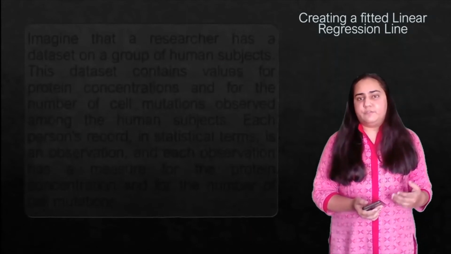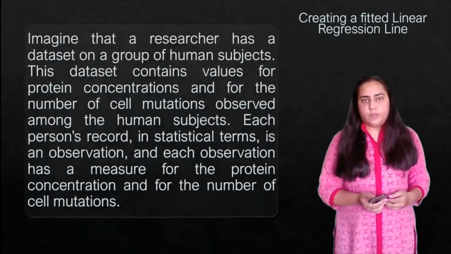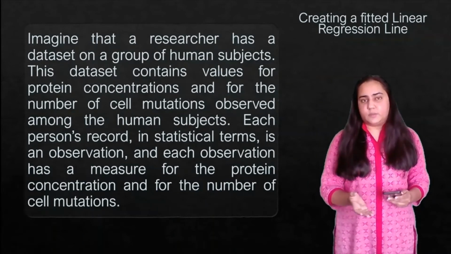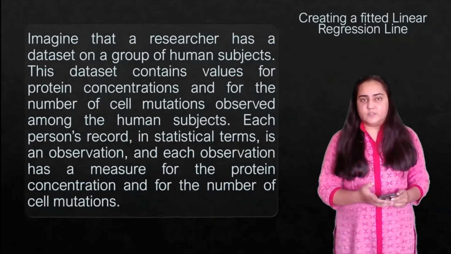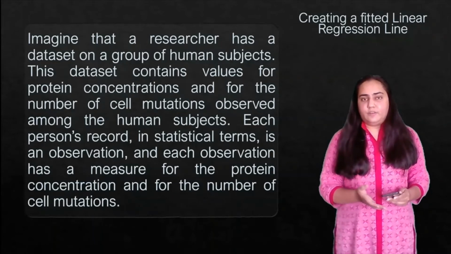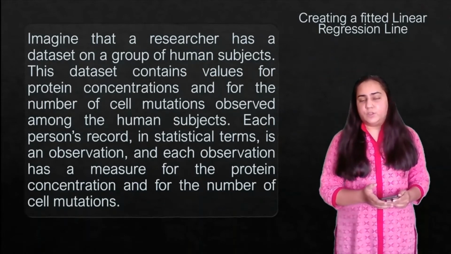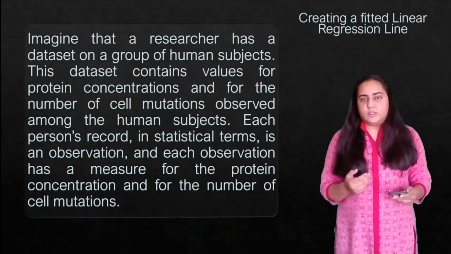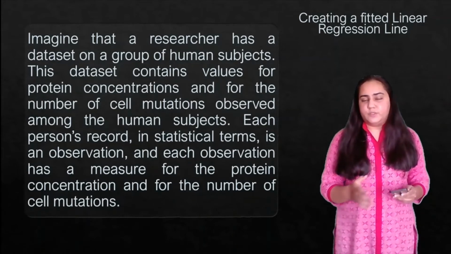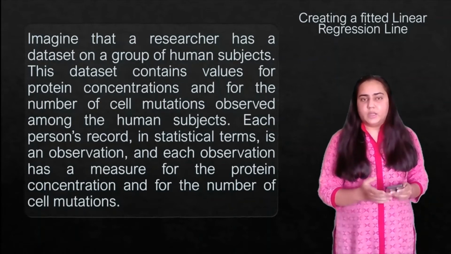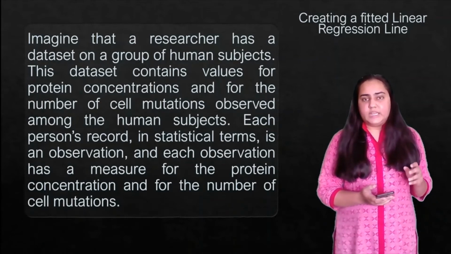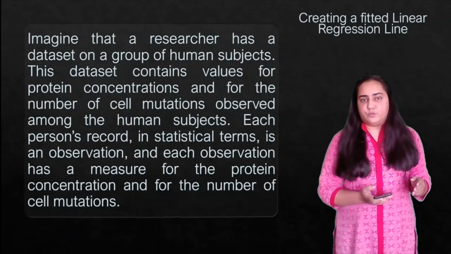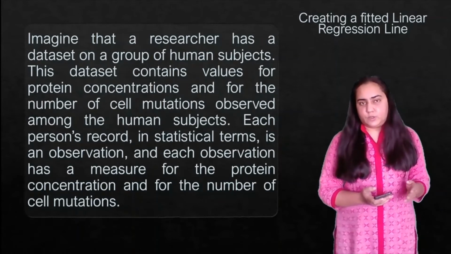Now, how do you create a fitted linear regression line? Imagine that there is a researcher who has a data set on a group of human subjects. This data set contains values for protein concentrations and for the number of cell mutations observed among the human subjects. Okay, so two things: one is protein concentrations, and secondly, cell mutations observed among these human subjects. Each person's record in statistical terms is an observation, and each observation has a measure for the protein concentration and for the number of cell mutations.